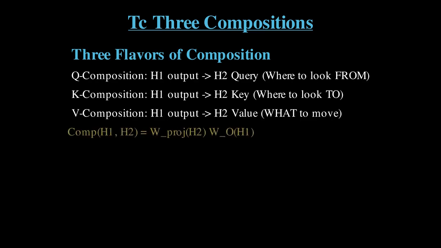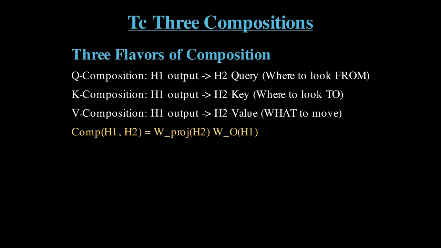Finally, V composition. H1's output is read by H2's value projection, W sub V. This is the most direct form. H1 computes some information, and H2 directly picks it up and moves it to its destination. H1 tells H2 what information to transport.